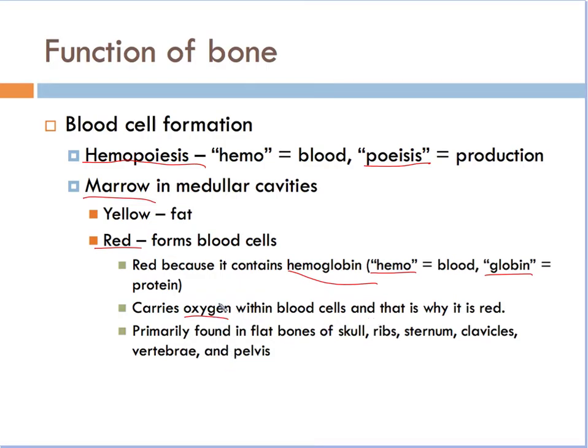Your primary red marrow, your primary blood cell formation sites, are the flat bones of the skull, the flat bones of the ribs and sternum, your clavicles, your vertebrae, which are irregular, and your pelvis, which is irregular. So your flat and irregular bones are the production site for blood. It's your red marrow site.